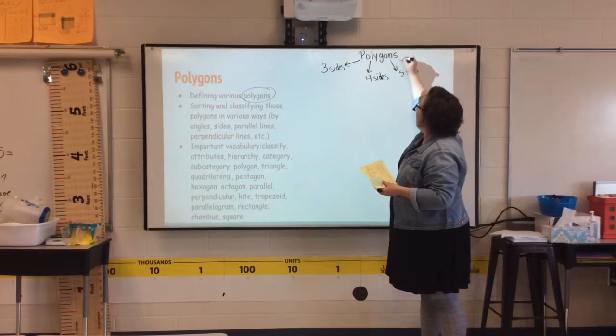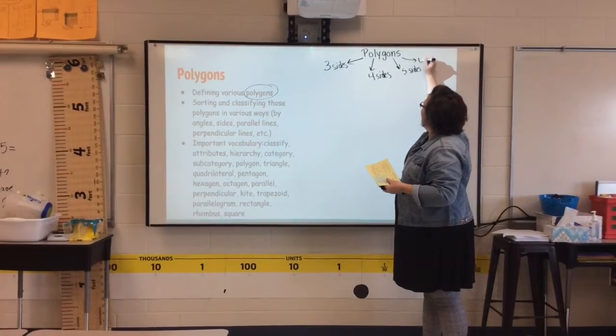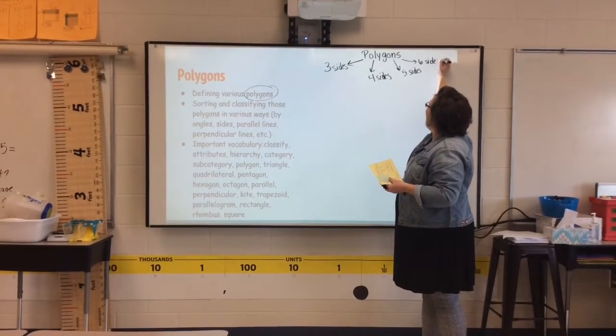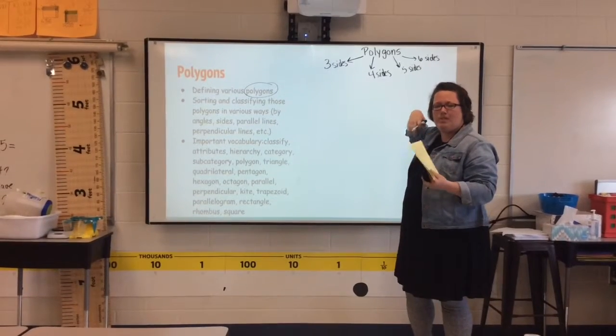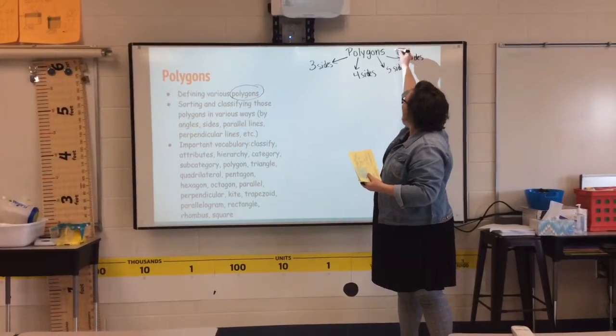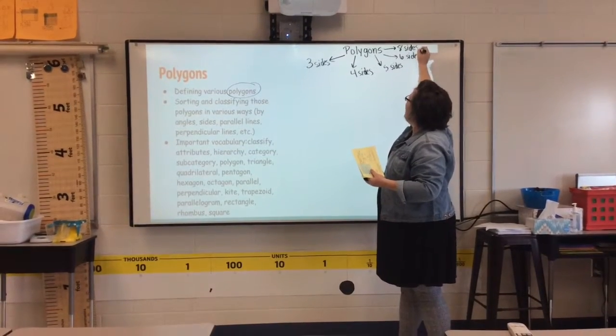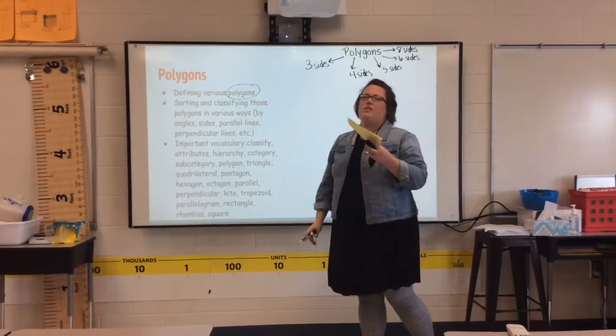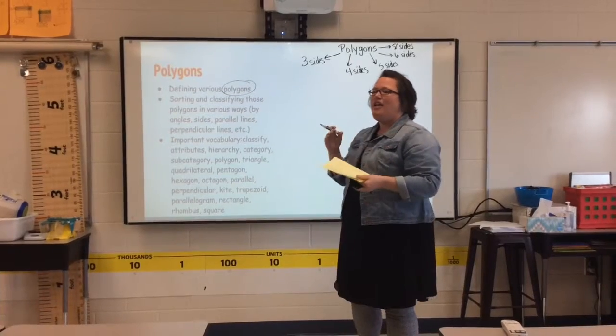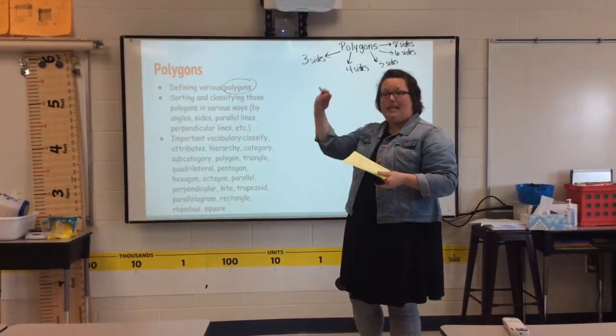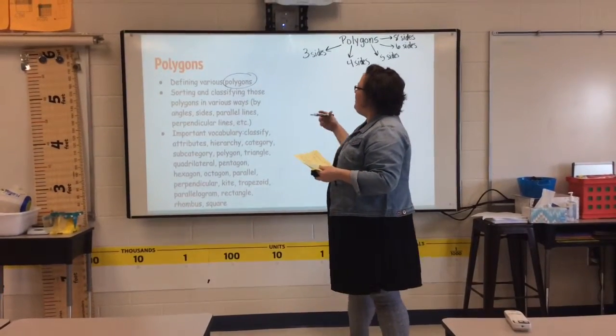Pentagon, they should know from previous grade levels. They're going to know 6 sides is a hexagon. They don't have to know 7 sides, but we talk about it being a heptagon. And then 8 sides is another one that they'll probably already know, being an octagon. We go into nonagons and decagons, but just so that they know, shapes keep going past octagons.